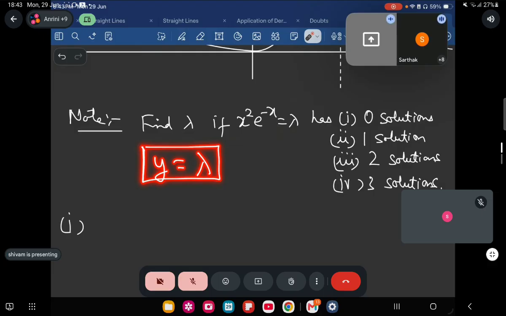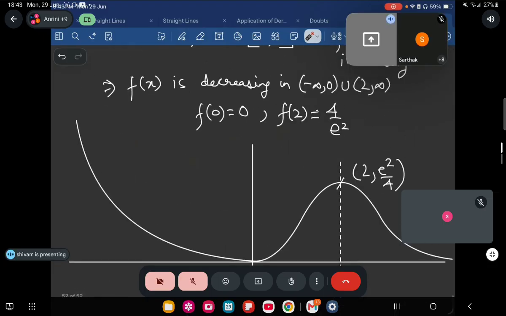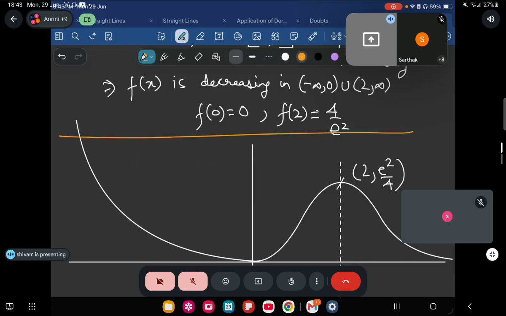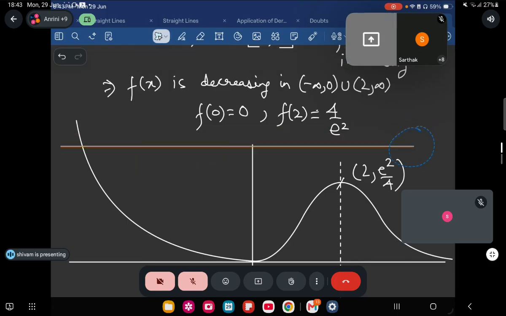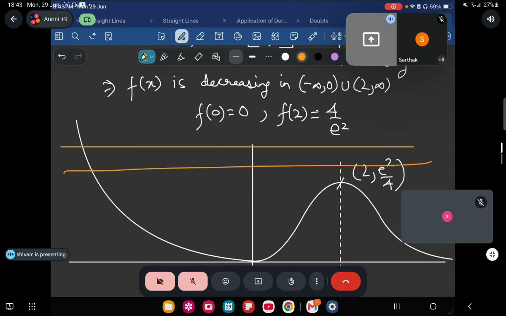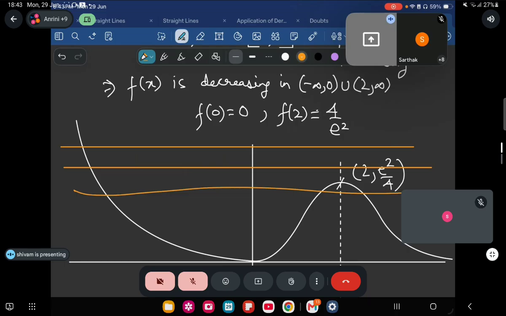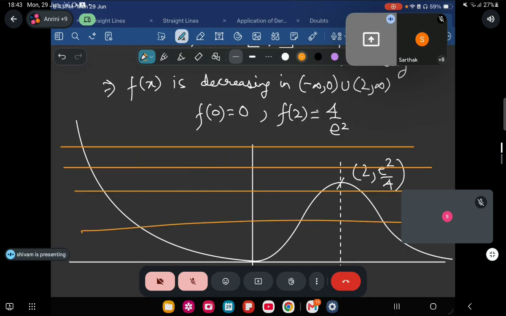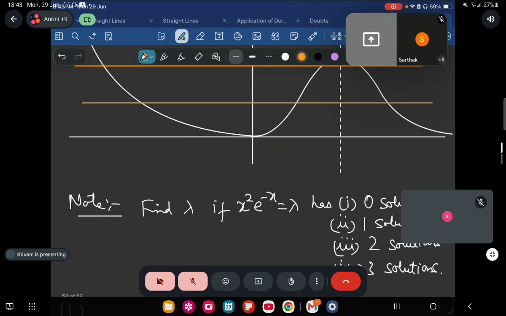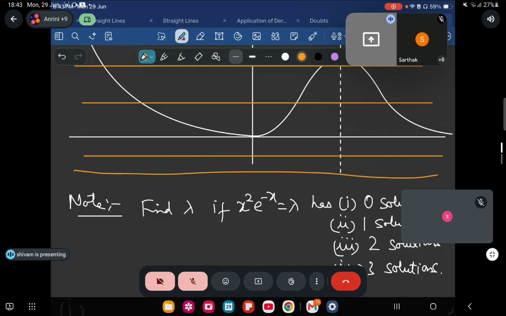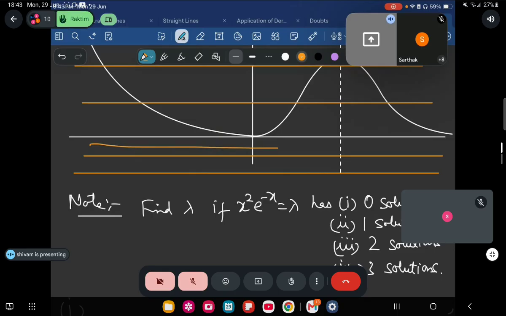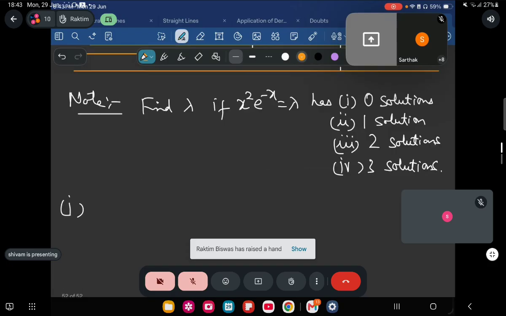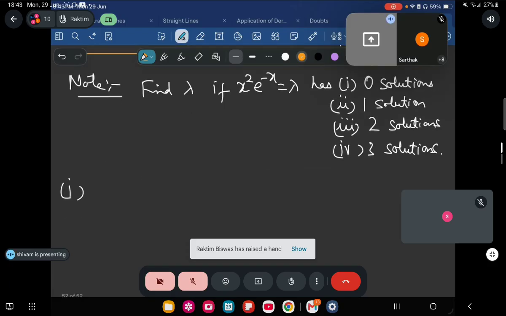So how does the graph of y equal to lambda look? Straight line parallel to the x-axis. So there will be a lot of parallel straight lines, right? You have to tell me which straight line. The intersection point will give us the solution, right? So for number one, can anyone tell me the solution now? Now it's easy. Raise your hand.